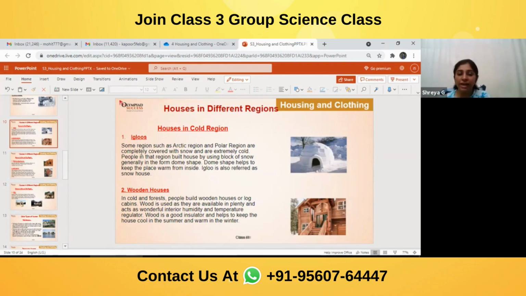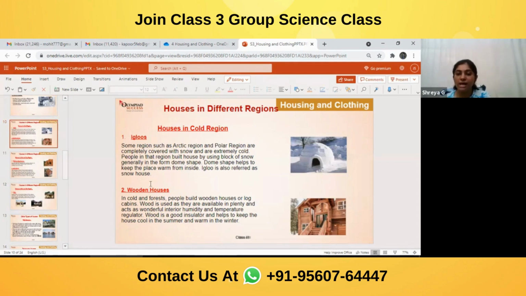Igloos are in very, very cold environments. Some regions like the Arctic region, polar regions, are completely covered with snow and they are extremely cold. People in that region build houses by using blocks of snow, generally in the form of a dome shape. Dome shape is like this. Okay, it is like a dome. Dome shape helps to keep the place warm from inside.